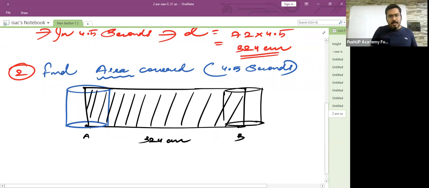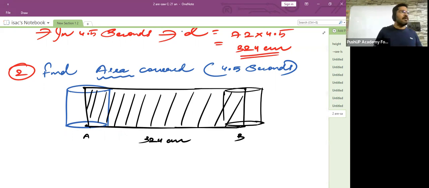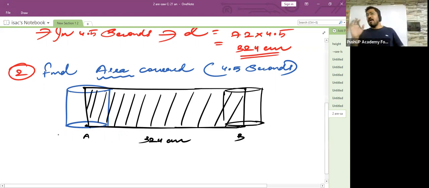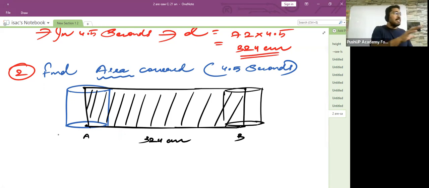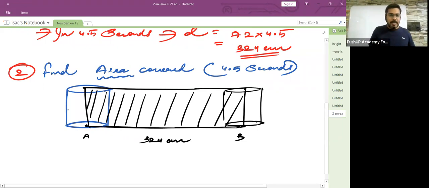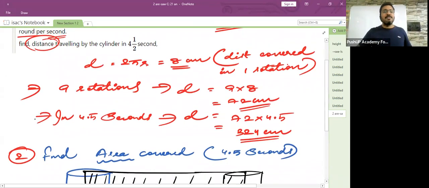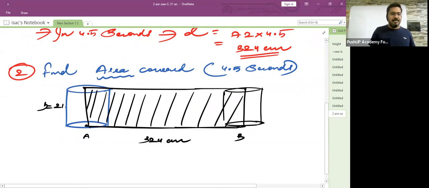Children, what shape have I drawn here in black color? It is a rectangle, isn't it? If you are asked to find the area of a rectangle, which two dimensions do you need? The length and the breadth. For this rectangle, is the length available for you? It is available, isn't it? Is the breadth available for you? The breadth is also available in the form of the length of the cylinder. How much was it? It is 21 centimeters. Agreed, children? Here, the length of the cylinder becomes the breadth of the rectangle.